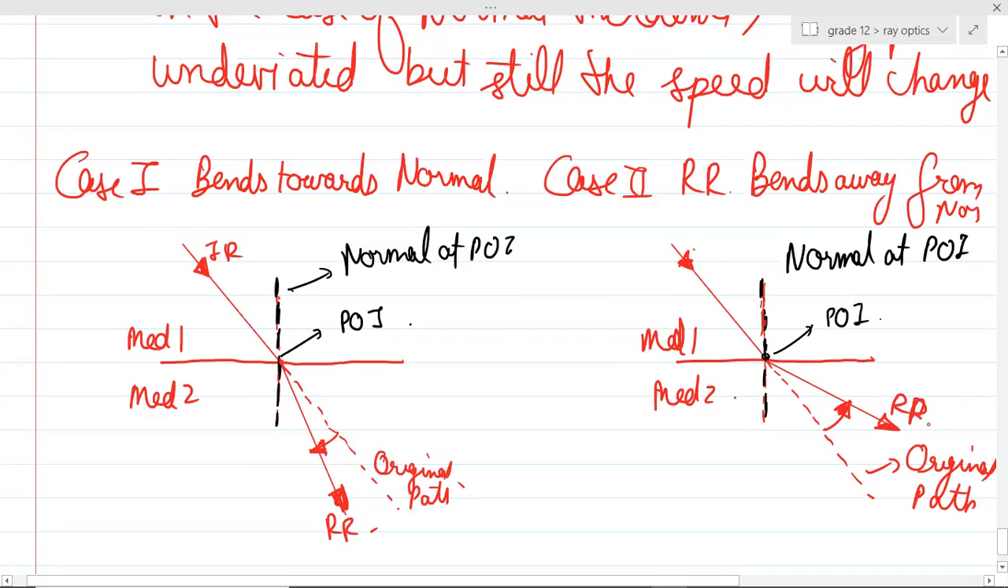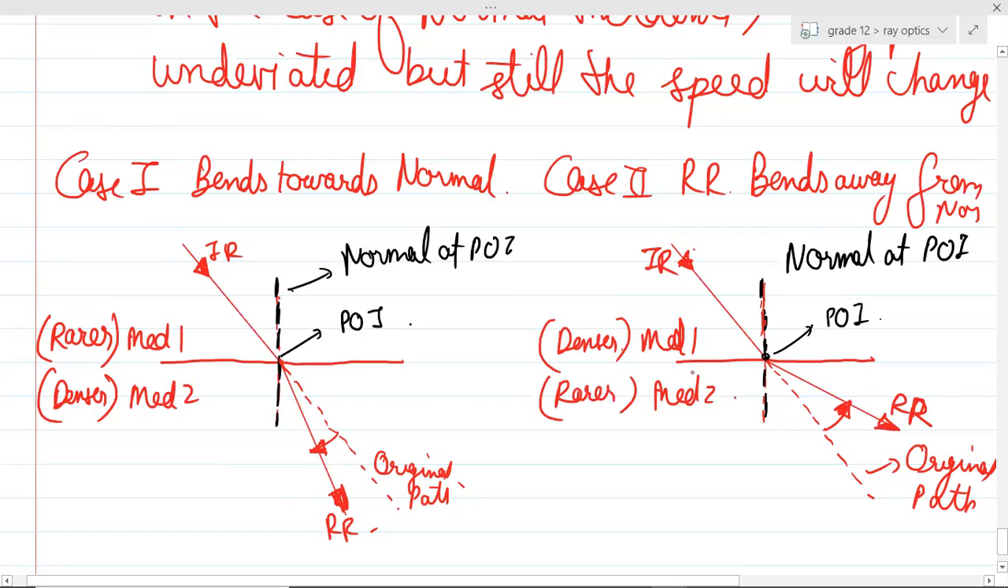Sir, when does it bend towards the normal? When does it bend away from the normal? It all depends upon these mediums. Whenever a light ray is traveling from an optically rarer medium to an optically denser medium, we'll talk about optical density later on when we discuss absolute refractive index. I'll write this over here. Similarly, whenever a light ray goes from an optically denser medium to an optically rarer medium, then it bends away from the normal. Clear?